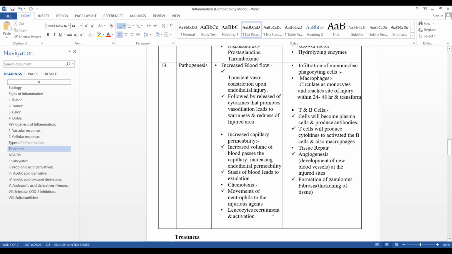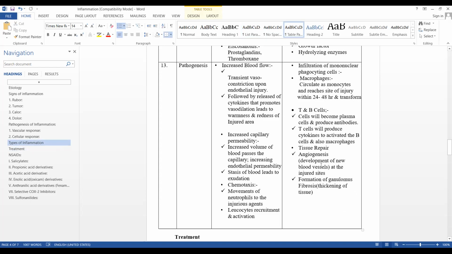Leukocyte recruitment and activation: all the WBCs gather there due to chemotaxis. Then there is infiltration of mononuclear phagocytic cells, that is macrophages, which circulate as monocytes and reach the site of injury within 24 to 48 hours. Here the T and B cells become plasma cells and produce antibodies, and T cells produce cytokines to activate the B cells and also the macrophages.